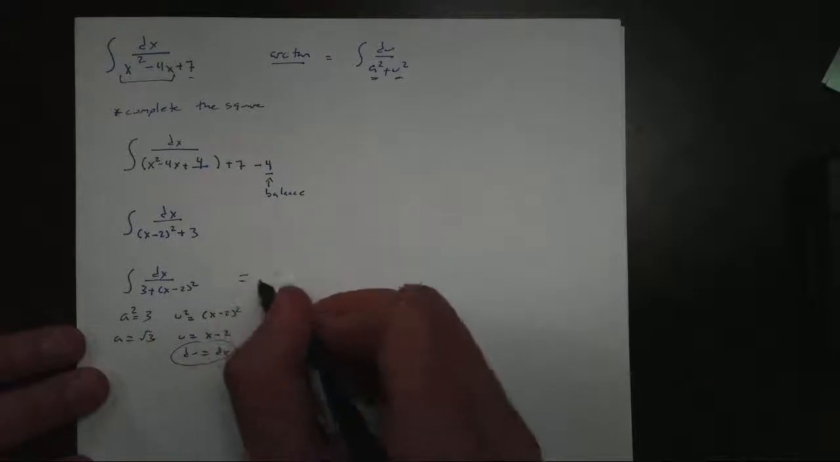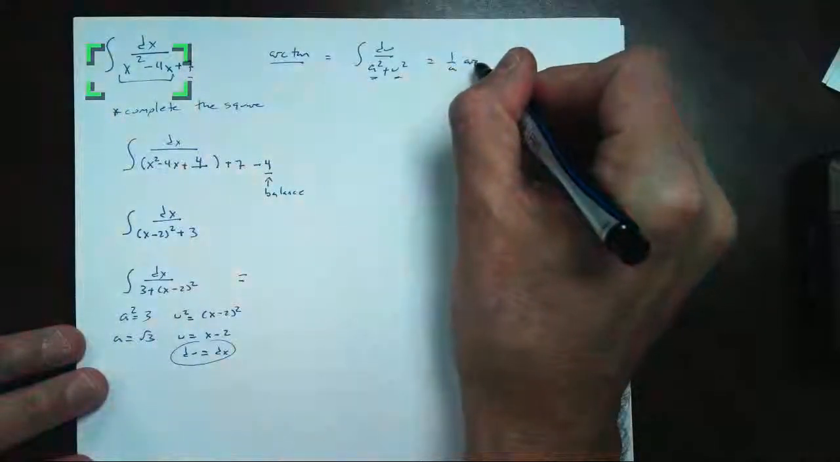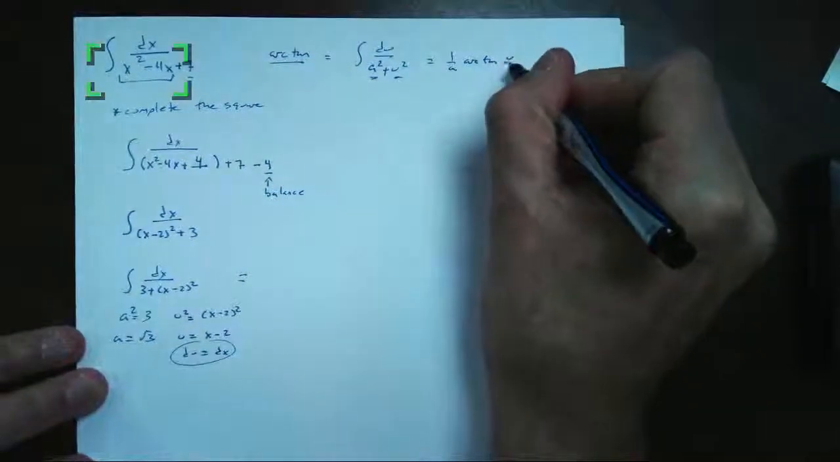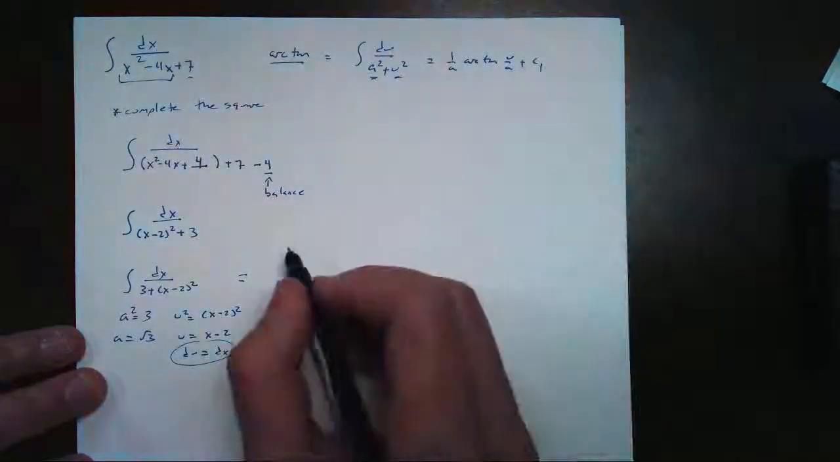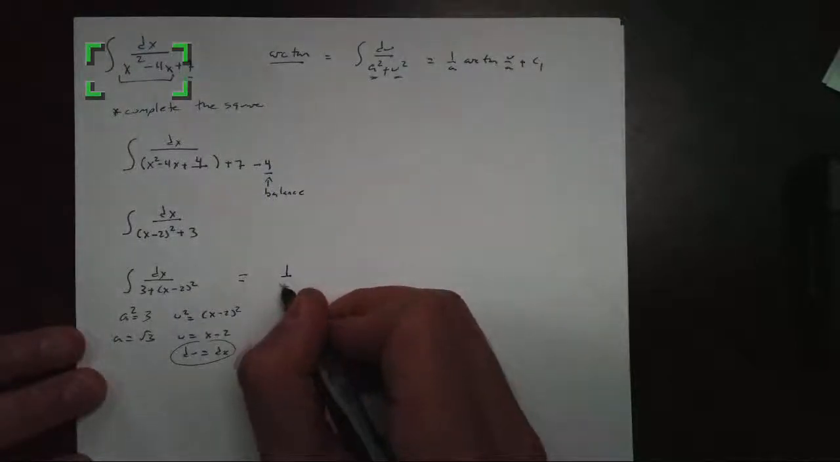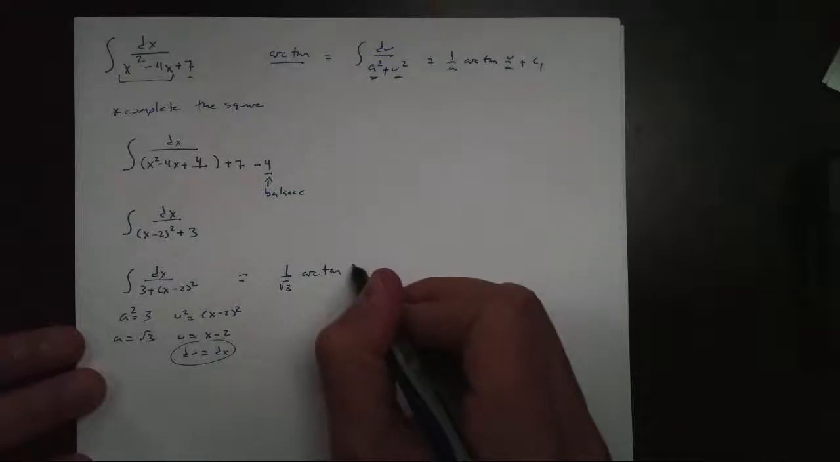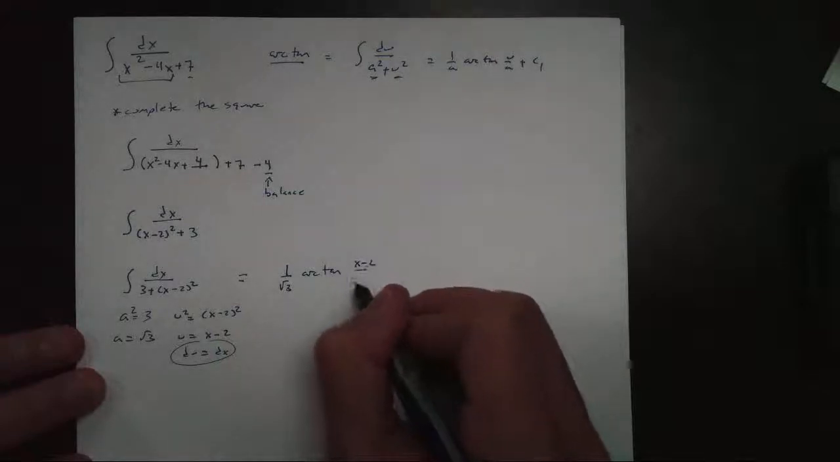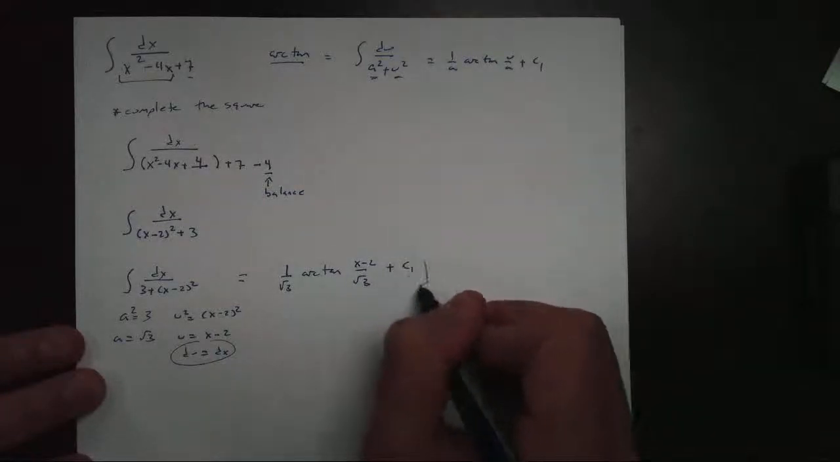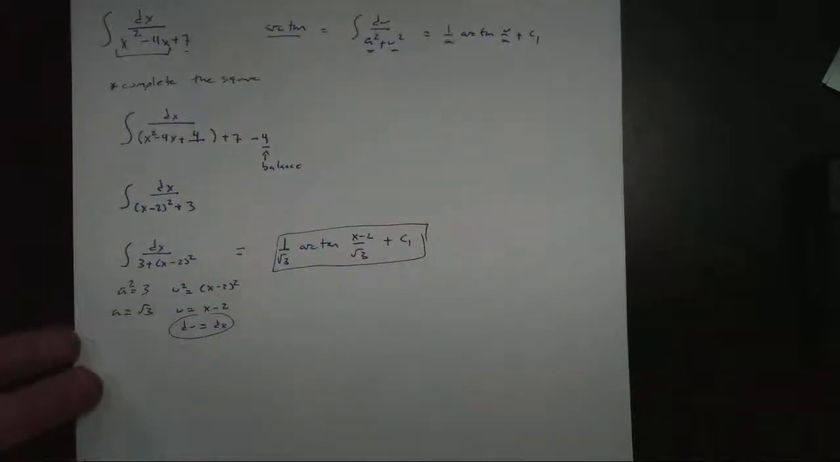So this is our arc tangent. Remember, arc tangent is 1 over a times arc tangent of u over a plus c1. So our answer is 1 over root 3 times the arc tangent of x minus 2 over root 3 plus c1. And there's our antiderivative. So let's take a look at another one of these.